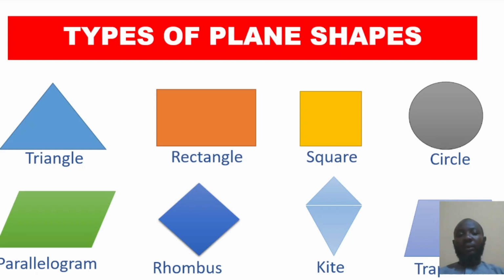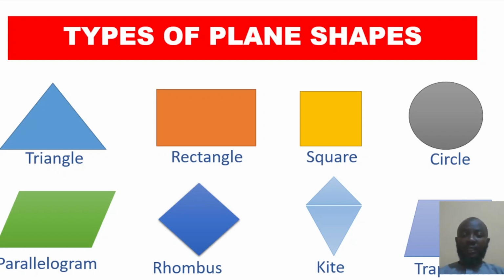So here we can see we have triangle, which has 3 sides, while the rest, apart from circle, have 4 sides. So the rest are quadrilaterals, except circle. Circle is separate. So triangle has 3 sides. Rectangle is rectangle. We have square, all right? We have circle, we have parallelogram, we have rhombus, we have kite, and we have trapezium.